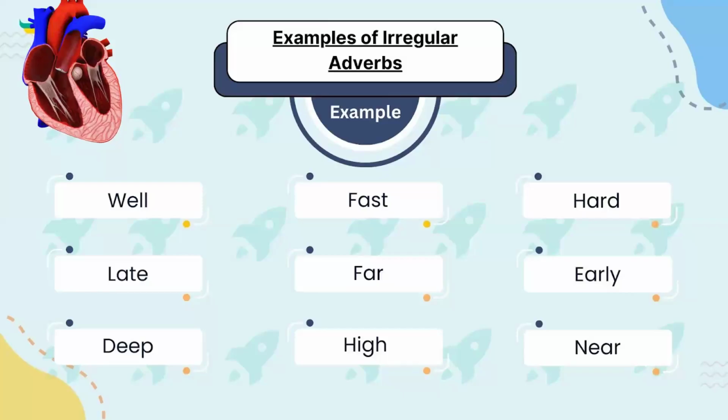So these are the examples of irregular adverbs: well, fast, hard, late, far, early, deep, high, near. This list of irregular adverbs acts both as an adjective and as an adverb, depending upon the sentence structure where it is placed. If it is modifying a noun or pronoun, it acts as an adjective. If it is modifying a verb, adverb, or other adjective, it is an irregular adverb.